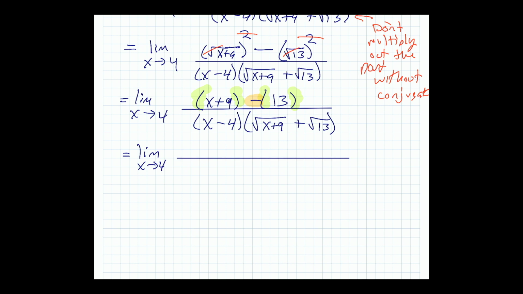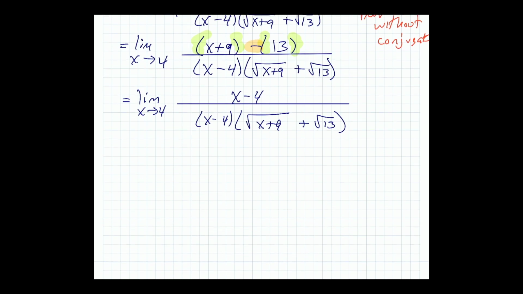All right, so what do we get in the numerator? I got x plus 9 minus 13. I think that's x minus 4. All right. So that's it. We multiplied out our conjugates and stuff.